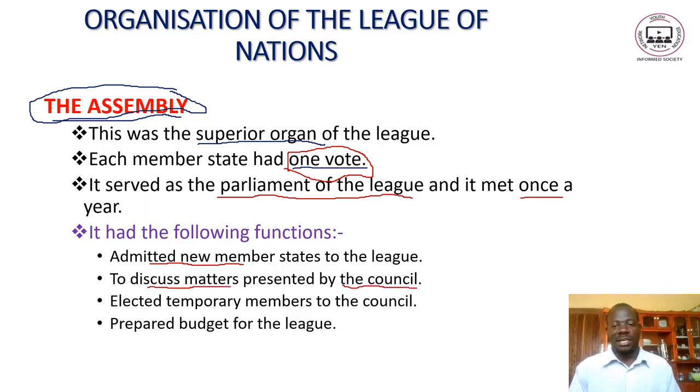The council was another organ. We are going to look at it shortly, how it was structured. And again, the assembly elected temporary members to the council, who were to join the council itself. So they also prepared the budget for the league. So the assembly had those functions.